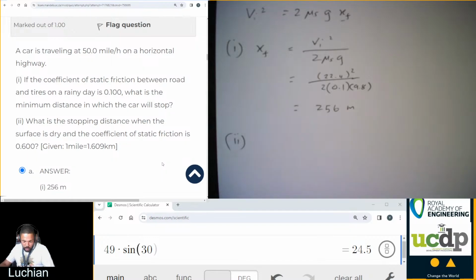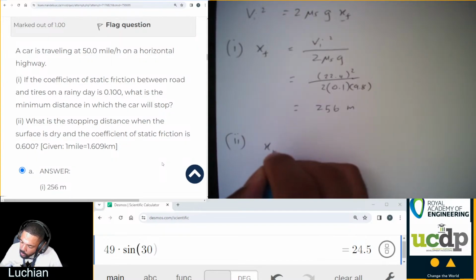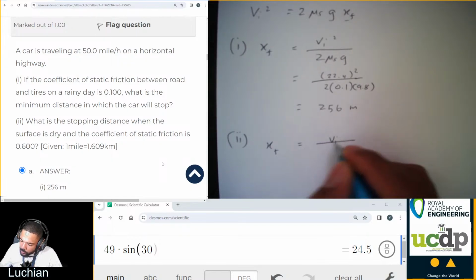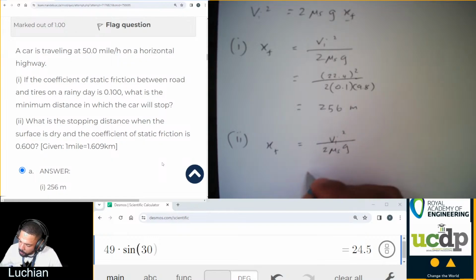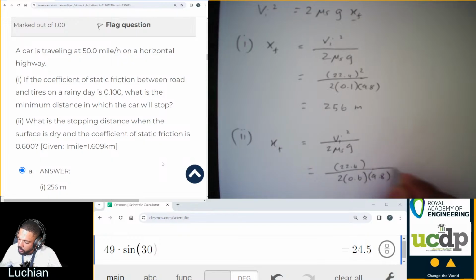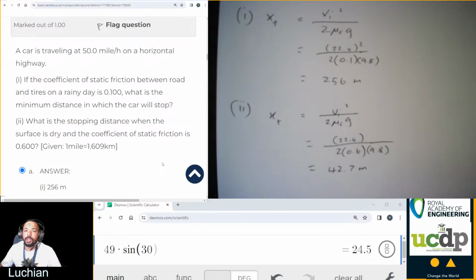All we need to do now is use the same formula, but all we change is the coefficient of friction when it's dry. So that's v initial squared over 2 mu s g. So that is just 22.4 squared. The only change is 2 times, this is 0.6 now, not 1.1. That's still 9.8. And the answer is 42.7 meters is when it will stop. Okay, 42.7 meters.